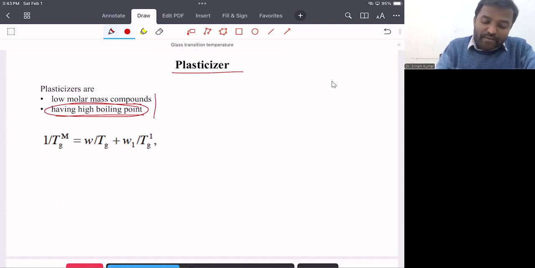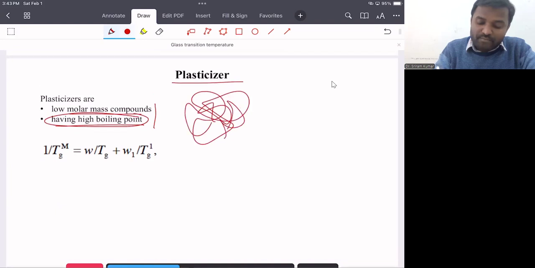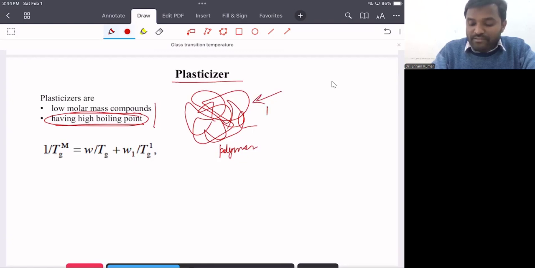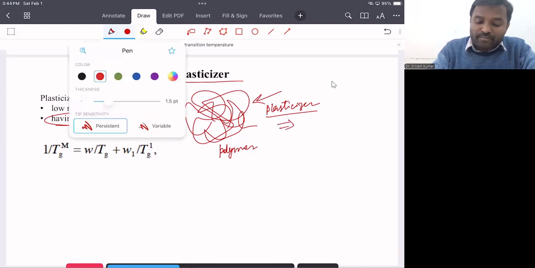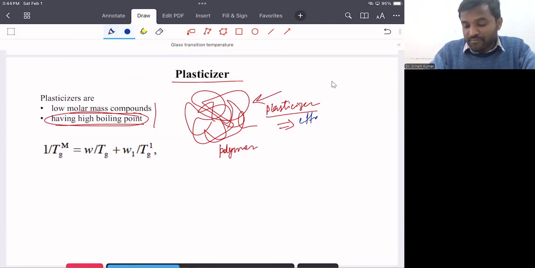So suppose you have a polymer, and you add a plasticizer. Depending on how much plasticizer you add to that polymer, there is an effect on the Tg values and the mechanical properties.